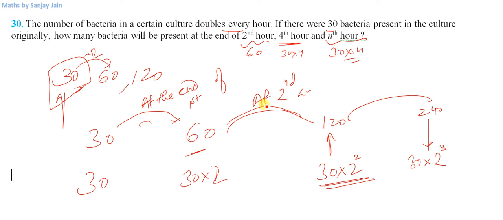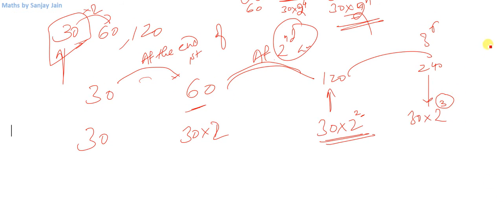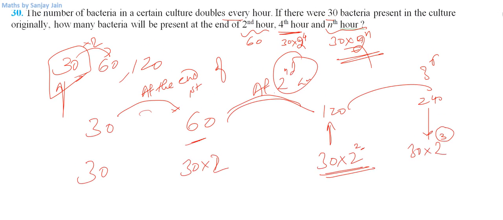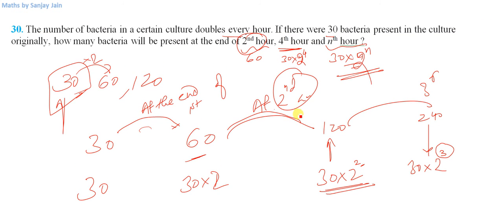The point I wanted to make was at the end of second hour it will be 30 into 2 raised to power 2. At the end of third hour it will be 30 into 2 raised to power 3. At the end of fourth hour it will be 30 into 2 raised to power 4. At the end of nth hour it will be 30 into 2 raised to power n. This is how this sequence is working. Pardon my mistake. And let me write this answer also correctly. At the end of second hour it was 120, not 60.